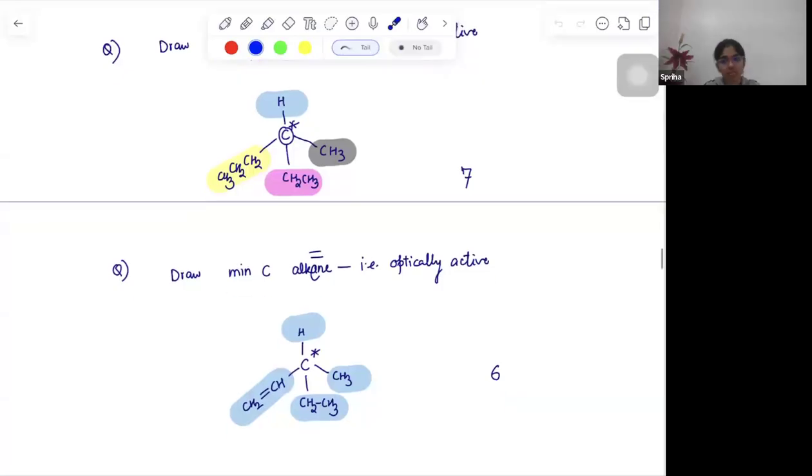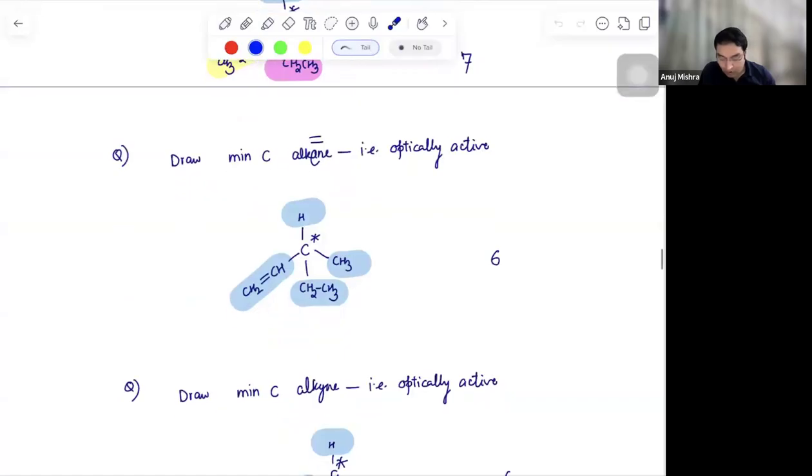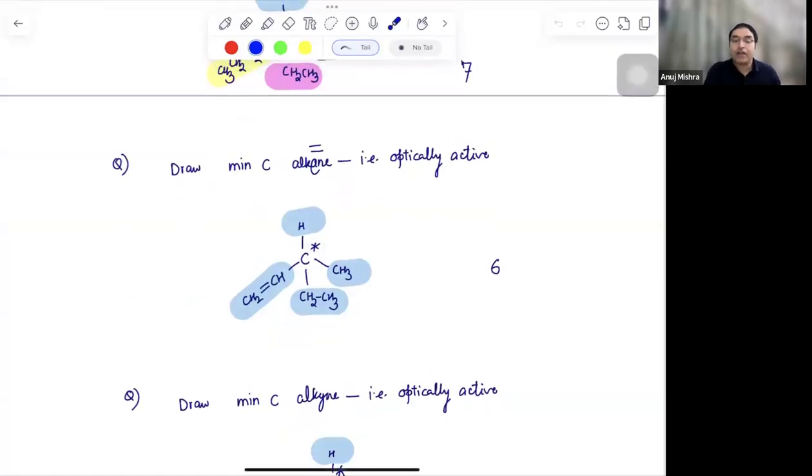Yes, sir. How many of you understand this? Raise your hand, please. Good. Next question. Draw minimum carbon alkyne that is optically active. And these things are questioned at some point of time. So we should be thorough with this, right? Draw minimum carbon alkyne that is optically active.